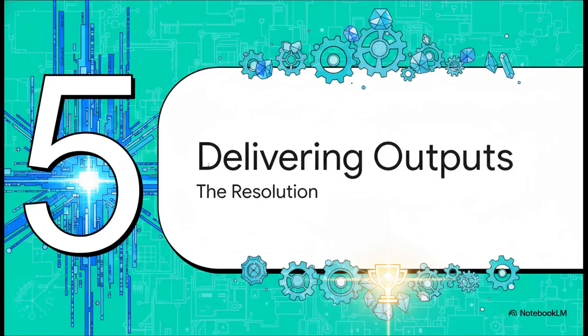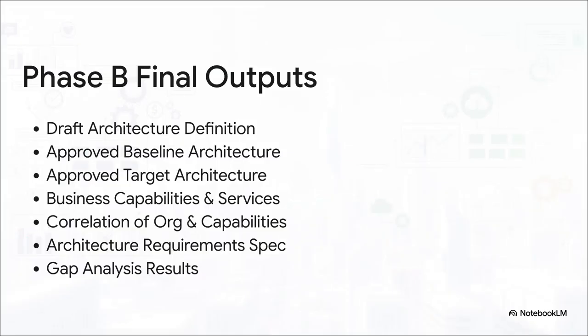Section 5. Delivering architecture outputs, the resolution. So, after all that hard work, these are the ultimate trophies of Phase B. You've got the draft architecture definition document, your formally approved architectures, and your documented gap analysis. Listen, these aren't just mere documents to be filed away in some folder. They're your strategic blueprints. They act as a universal translator, empowering and directing all of the subsequent IT, data, and technical initiatives that will follow.